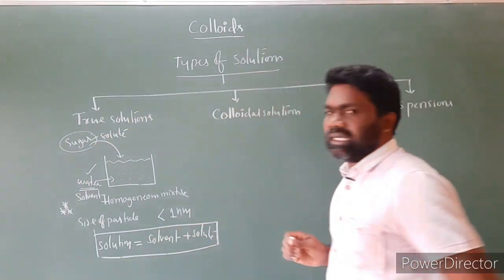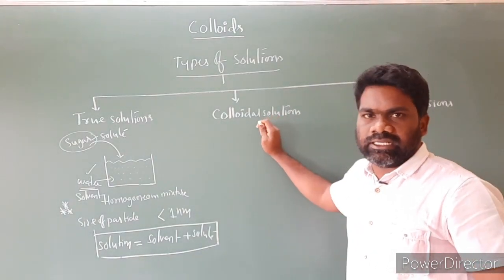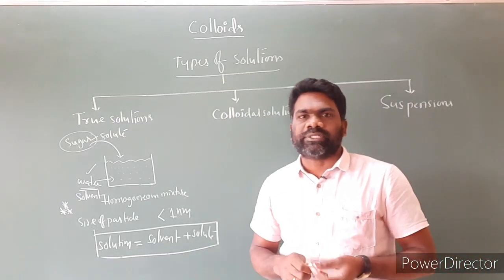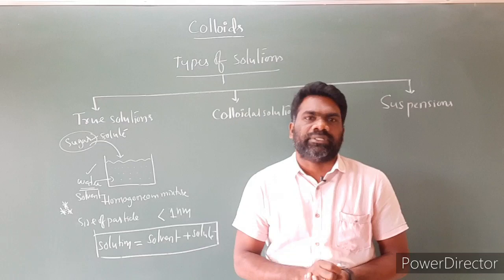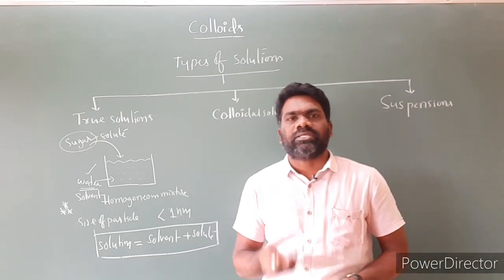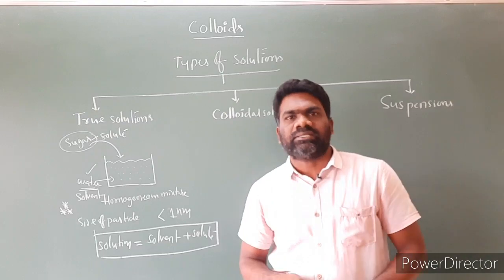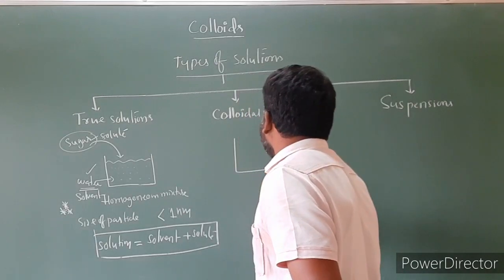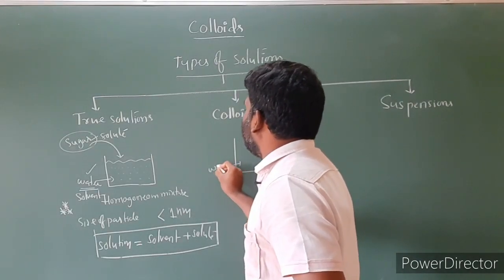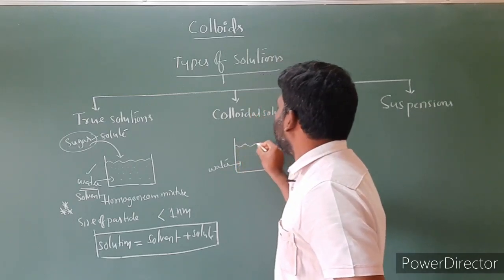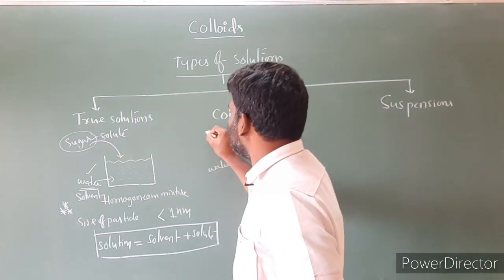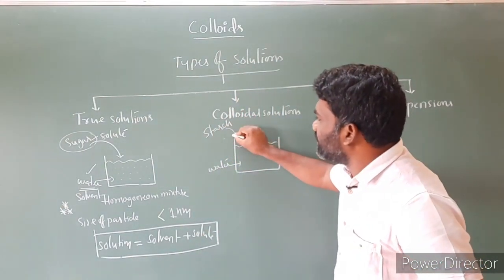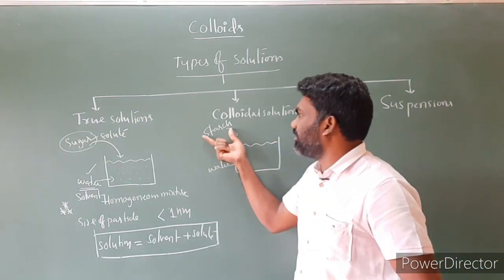Now coming to the colloidal solution. The colloidal solution is defined as a heterogeneous system in which one substance is dispersed as large particles in another substance. What is the meaning of this point? I am taking water as an example. Here also I am taking water, and instead of sugar I am taking starch. One component is water, another component is starch.